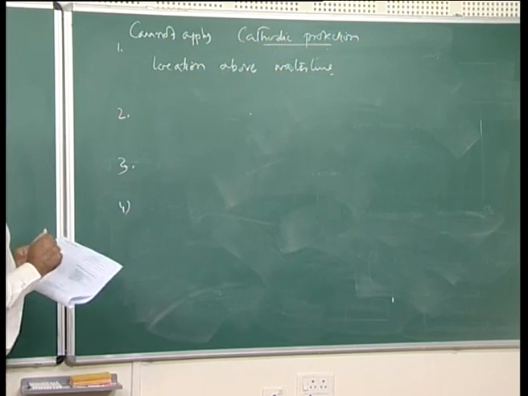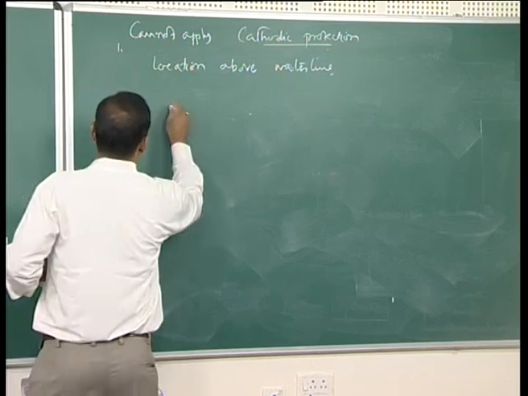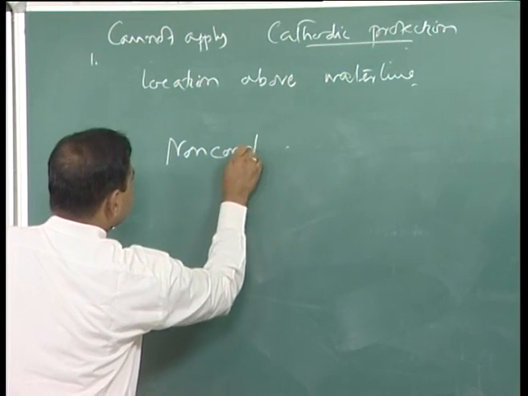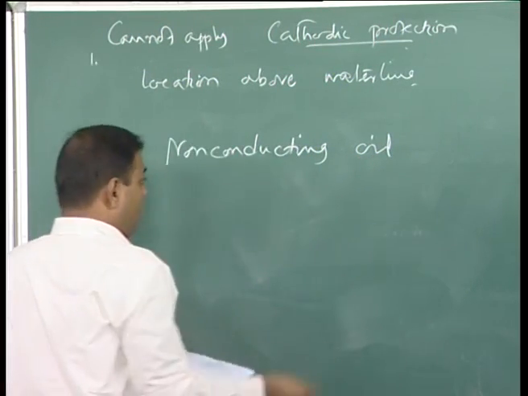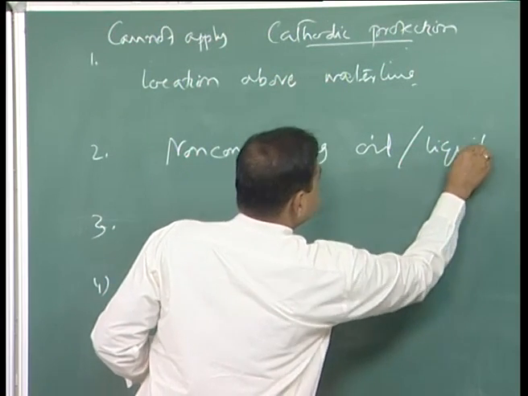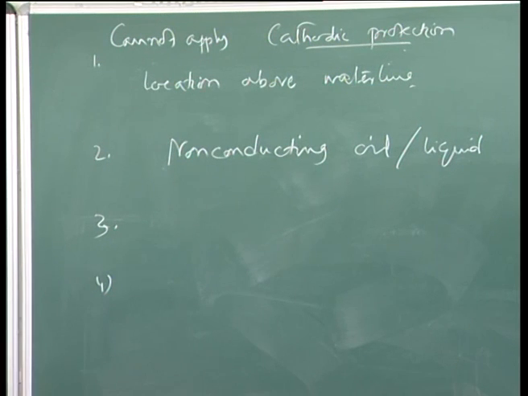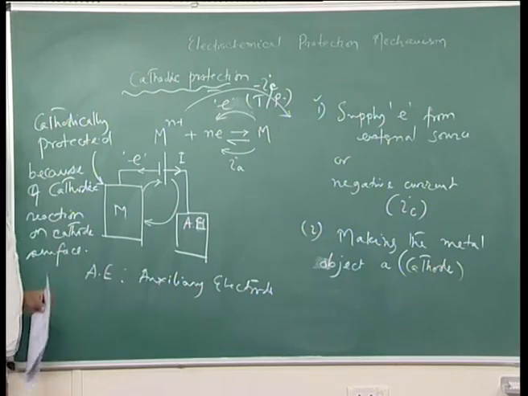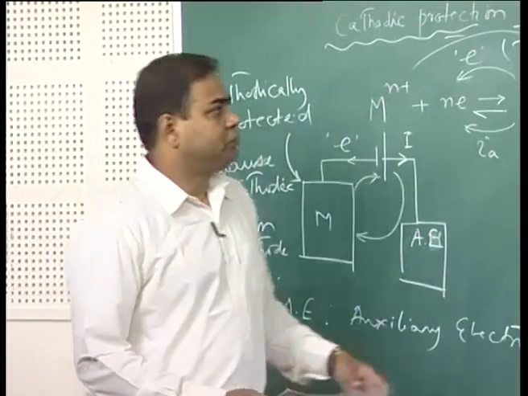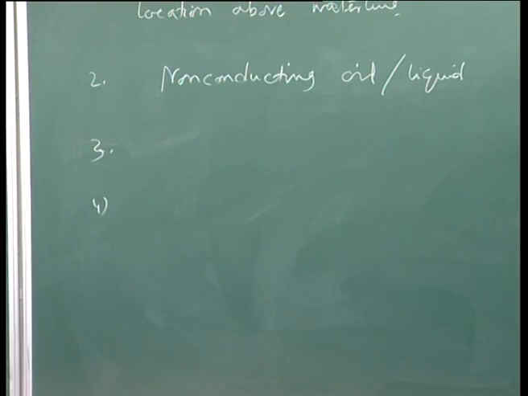Second thing is where we have non-conducting electrolyte, non-conducting liquid, not electrolyte, non-conducting oil or liquid. So, since here we cannot have any charge transfer reaction, because in this case the intimate thing is the circuit should complete, the current should come like this and flow out like this. So, we see that in non-conducting oil or liquid, this cathodic protection cannot be applied.